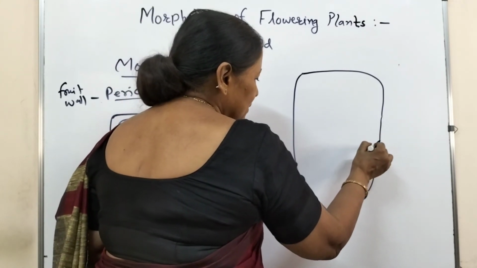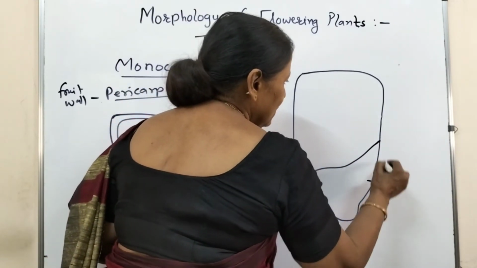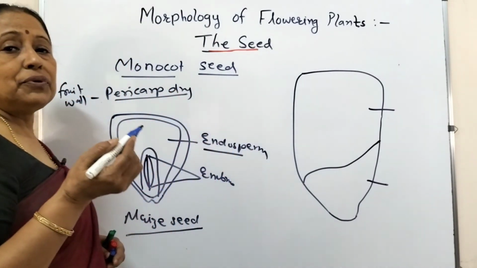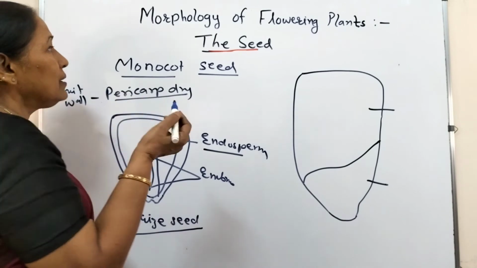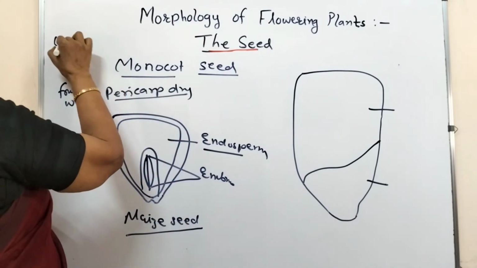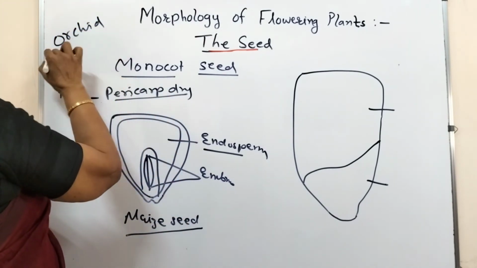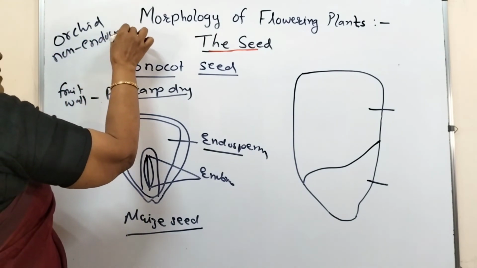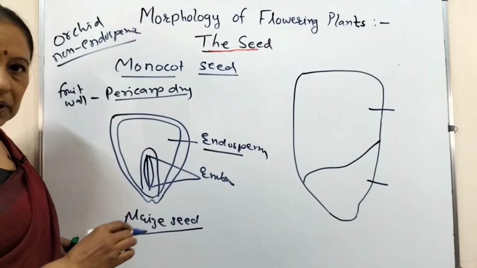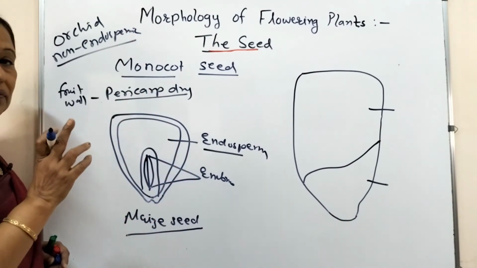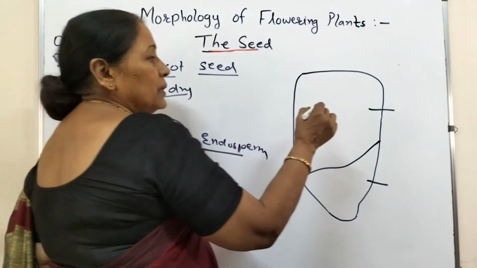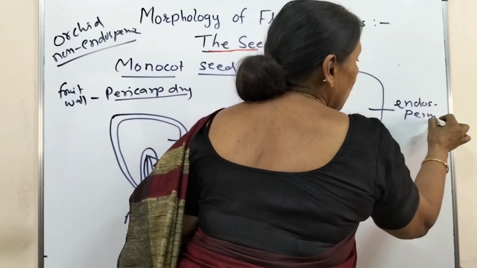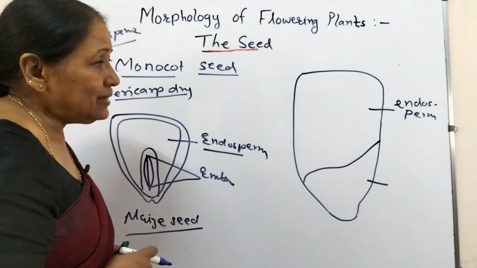Then this big part is endosperm. Most of the monocot seeds are endospermic. One exception is orchid. This orchid is non-endospermic. It does not have endosperm. But most of them are endospermic. Here you can see in case of maize that this endosperm occupies about 2/3 of the seed.